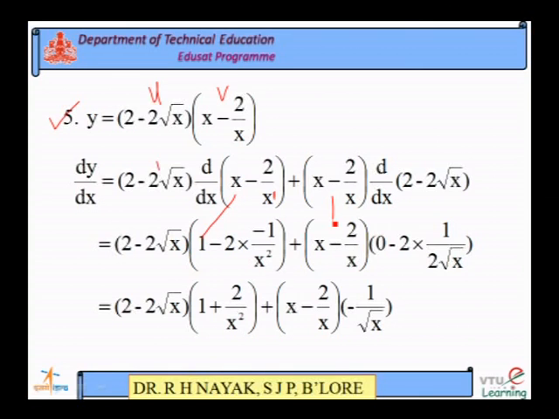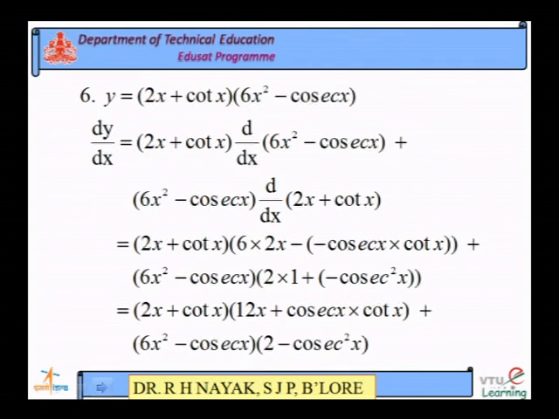Then differentiation of root x is 1 divided by 2 root x. Then this bracket is simplified: 1 minus into minus is plus 2 by x square, x minus 2 by x into, leave this 0, minus 2 plus 2 get cancelled, and finally we have minus 1 divided by root x. If you want, you can multiply it, otherwise you can keep it as it is.